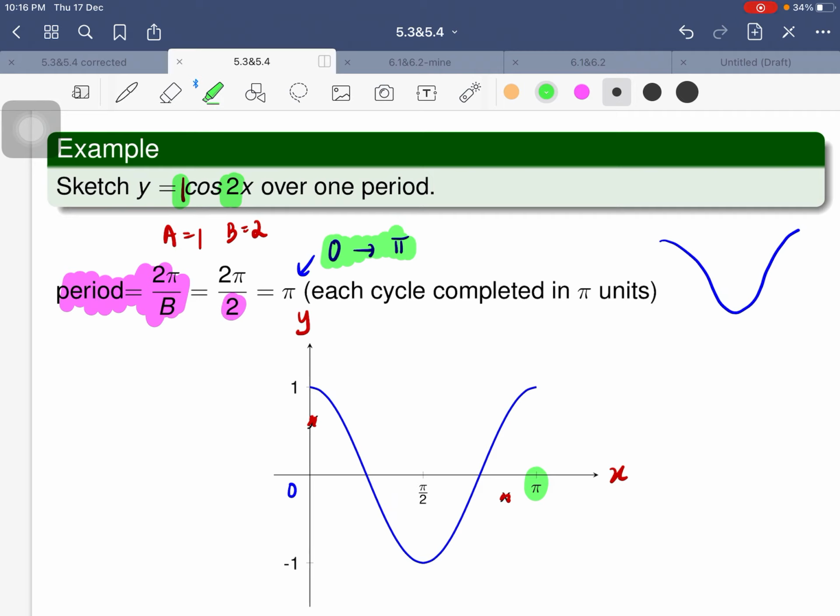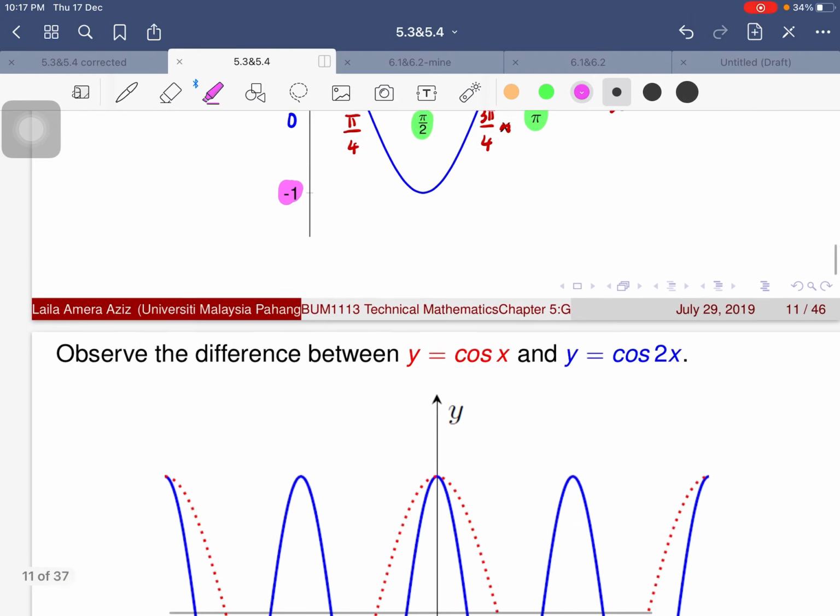And of course, the middle between 0 and pi is going to be pi over 2. And the value in between them, here this is going to be pi over 4, in between 0 and pi over 2, and between pi and pi over 2, this is going to be a value of 3 pi over 4. Okay, so those are the values that we have to capture on our function. And of course, because a is a value of 1, the maximum value is going to be at 1, and the minimum value is going to be at negative 1.